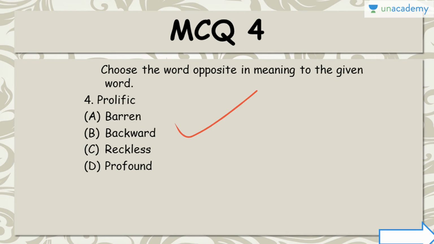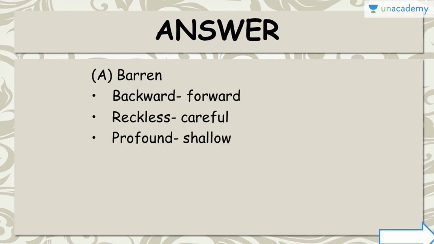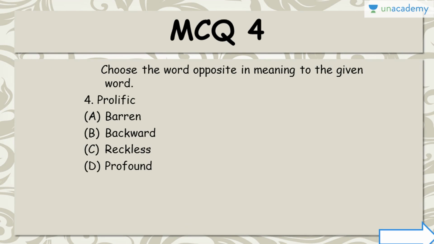Option B, backward. Option C, reckless. Option D, profound. So you have to find the correct opposite of the word prolific out of these four options. And the correct answer to this question is A, barren. If something is prolific, it's fertile, it's giving you good results. And something is barren, it's not giving you good results.